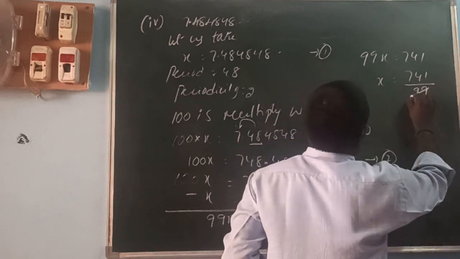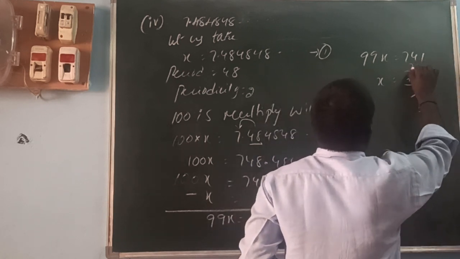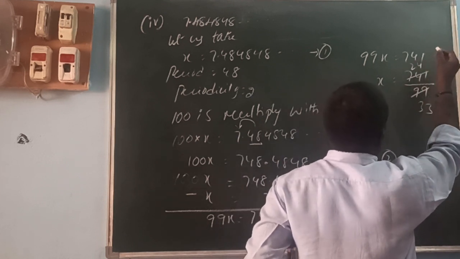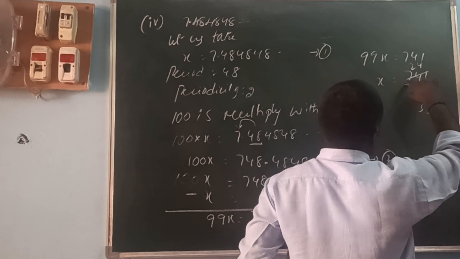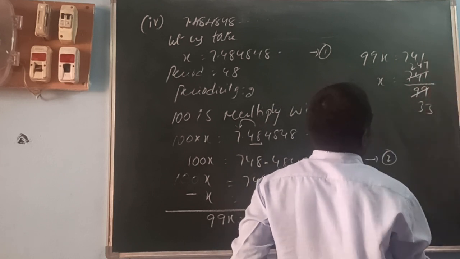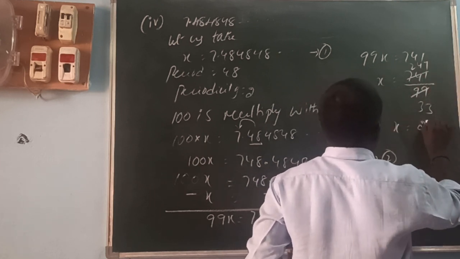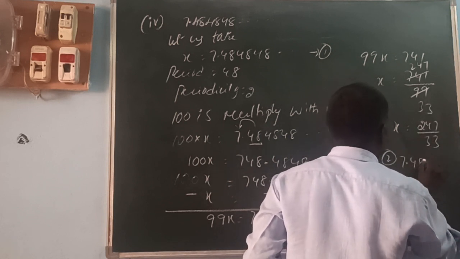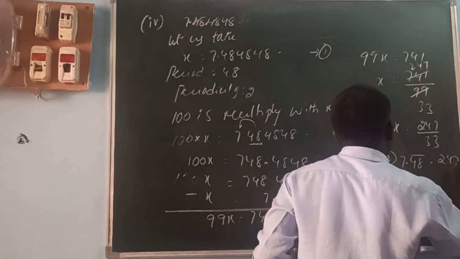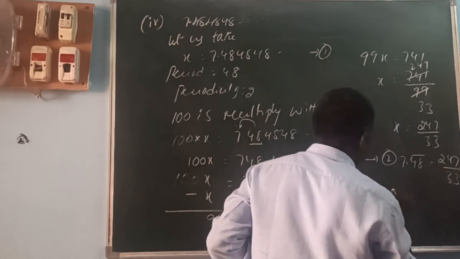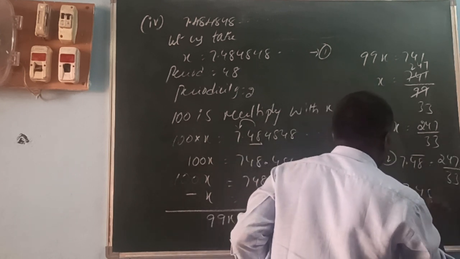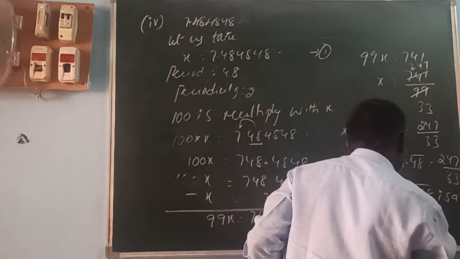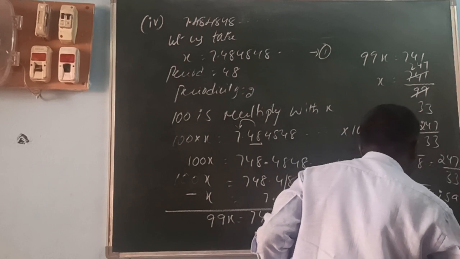Now cancel the common factors: 3 33s are 99, 3 2s are 6, 3 4s are 12, 3 7s are 21. So x is equal to 247 by 33. Here x is 7.48 bar, and it can be written in the form of p by q. Therefore, 7.48 bar is a rational number.